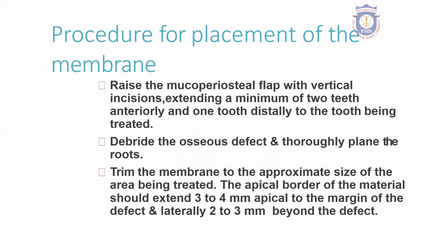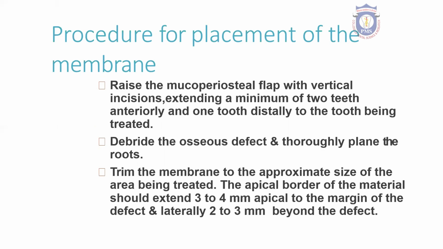Now we'll see the procedure for the placement of membrane. First, after anesthesia, you need to raise the mucoperiosteal flap with vertical incisions extending a minimum of 2 teeth anteriorly and 1 tooth distally to the tooth being treated. Then debride the osseous defects and thoroughly do a root planing. Now we can see the defect.